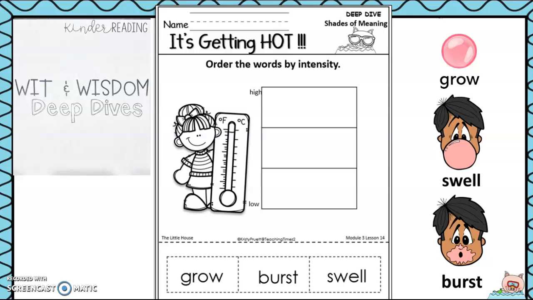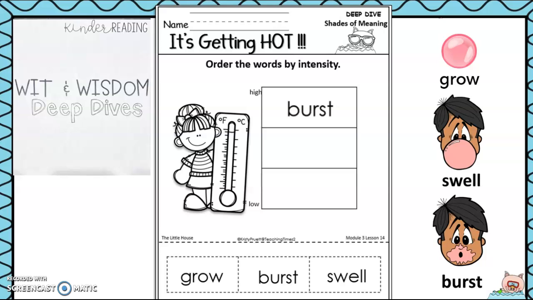We're going to start with the highest intensity. The boy who burst his bubble gum blew with the most force. El niño que reventó su chicle usó la mayor fuerza. So we will add the word burst. Burst will be the word with the highest intensity.